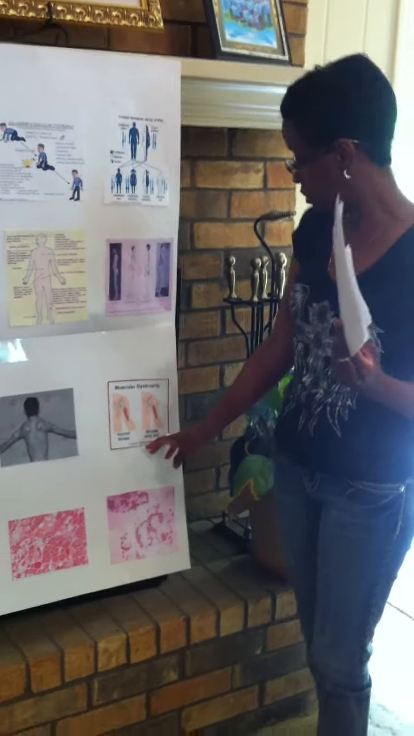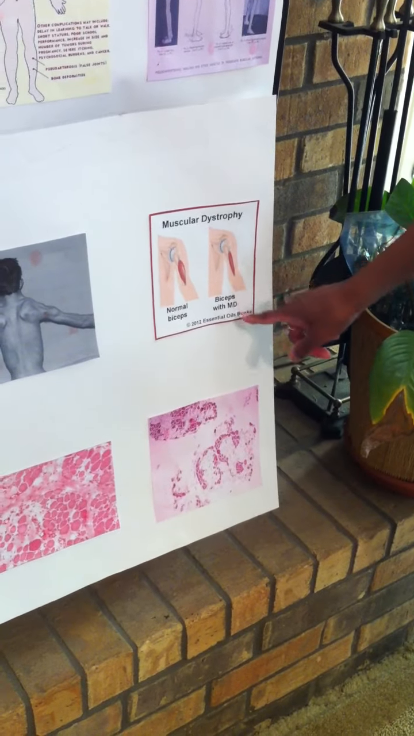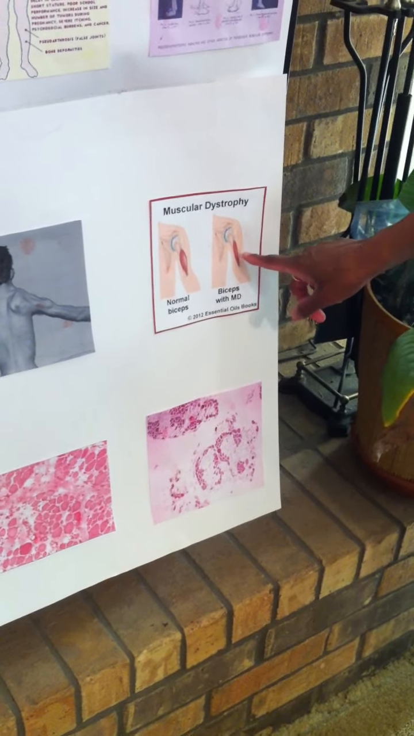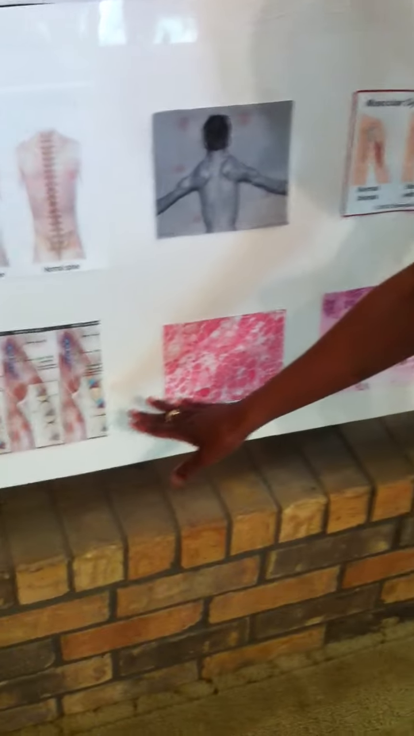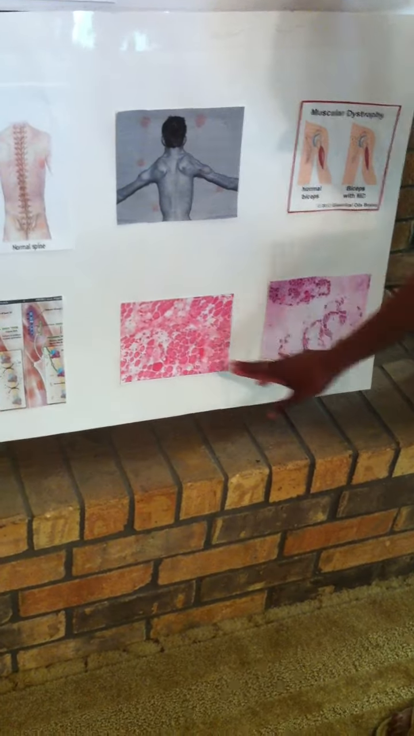Also, this is a display where you have a normal bicep muscle versus a bicep for muscular dystrophy, and you can see that it's very weak and thinner. Down here, we have how the gene mutation occurs. This is a muscular dystrophy gene.